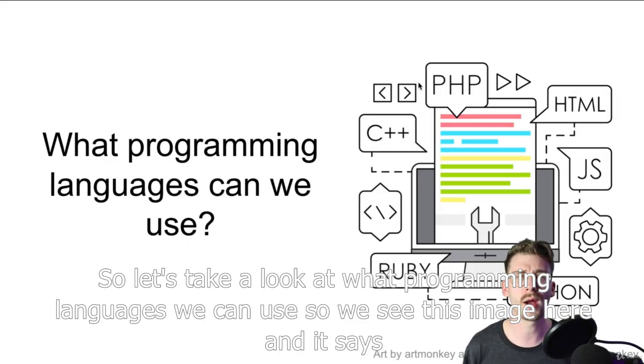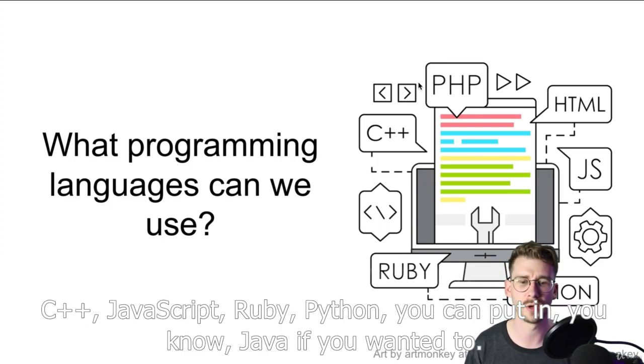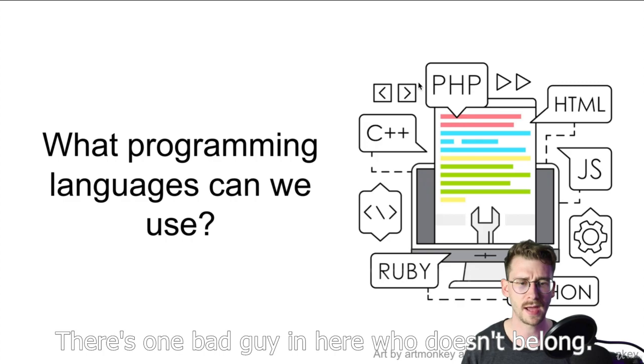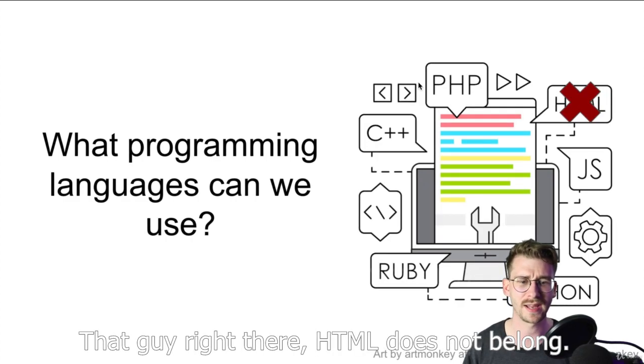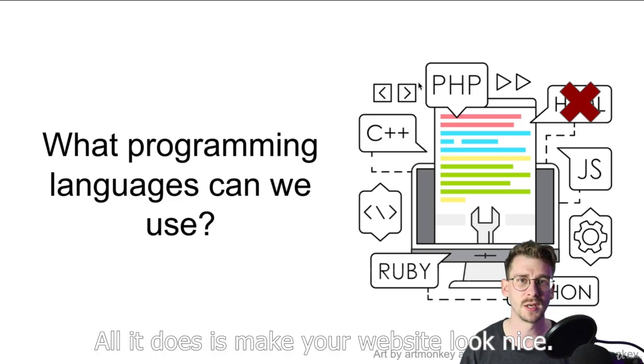So let's take a look at what programming languages we can use. So we see this image here and it says PHP, C++, JavaScript, Ruby, Python. You can put in Java if you wanted to. You put in all sorts of different languages. There's one bad guy in here who doesn't belong. That guy right there. HTML does not belong. Now, HTML does not belong because it is a markup. It is not a proper language. All it does is make your website look nice.